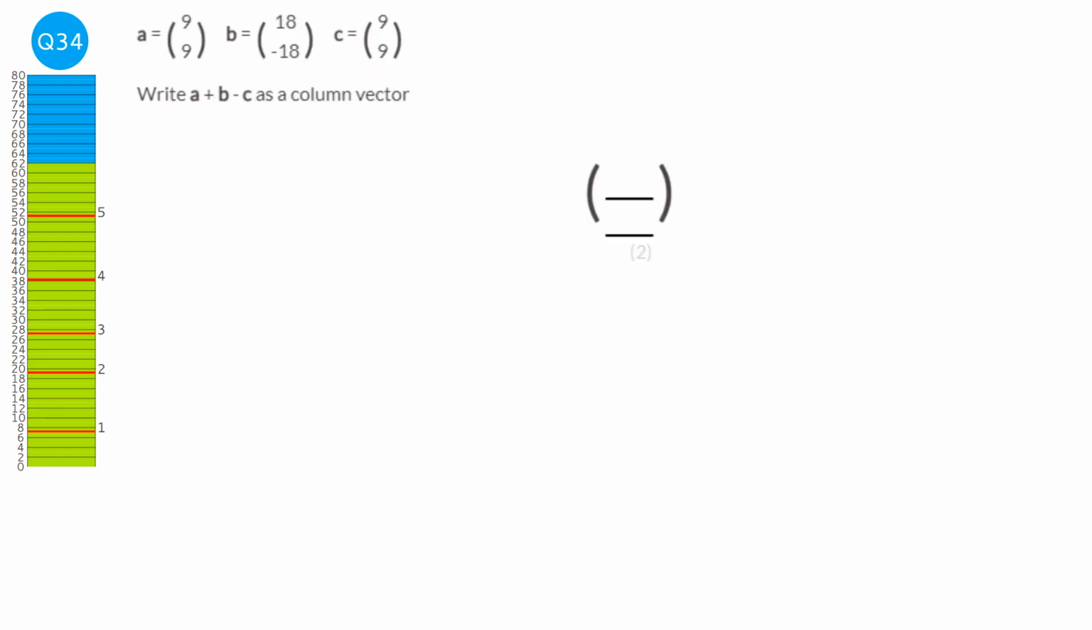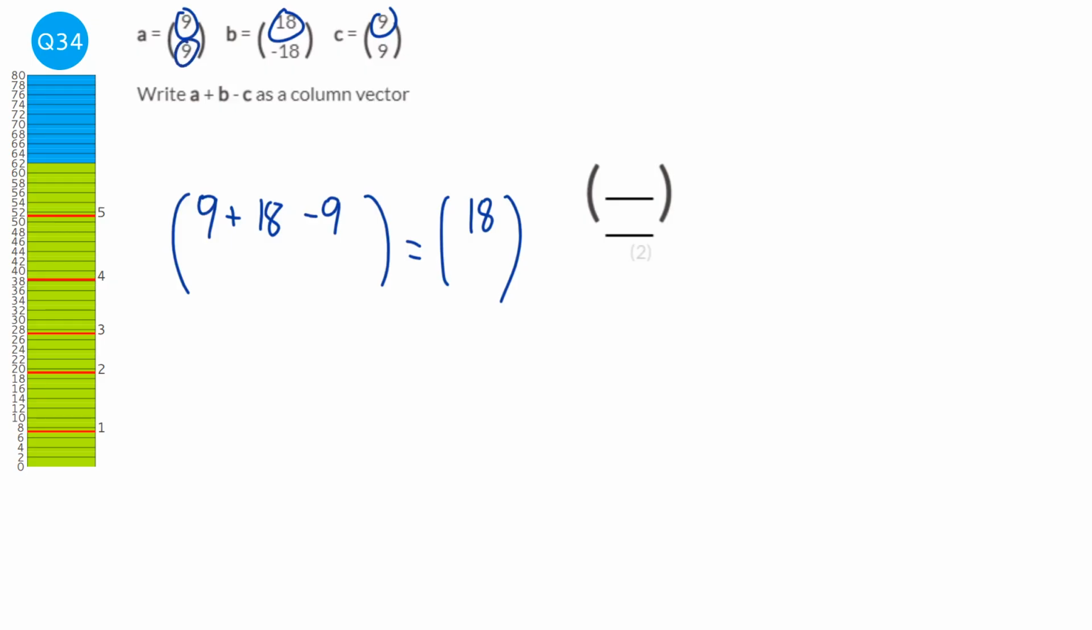So when we're doing column vectors and adding and subtracting them, we just literally add and subtract the top and bottom numbers. So A plus B minus C will be, just looking at the top, 9 plus 18 minus 9, which will equal 18. And the bottom will be 9 plus minus 18, so really minus 18, and minus 9, and so that will be minus 18. So our column vector will become 18, minus 18.